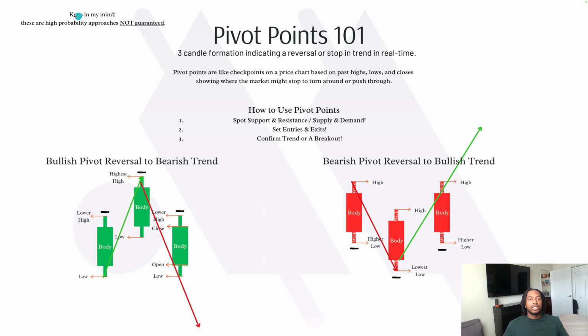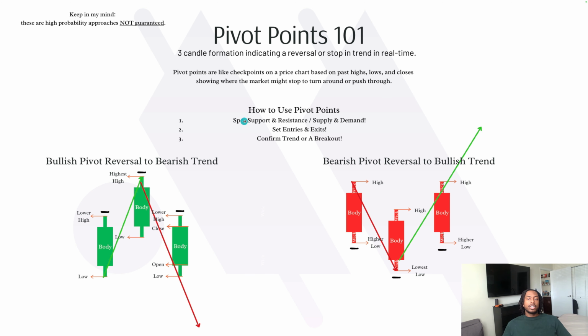And once again, this is just high probability approaches. None of this is guaranteed, so always manage your risk. Pivot points are like checkpoints on a price chart based on past highs, lows, and closes, showing where the market might stop to turn around or just push through. So how do we use pivot points?